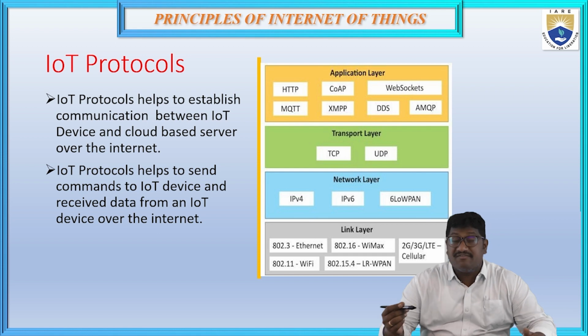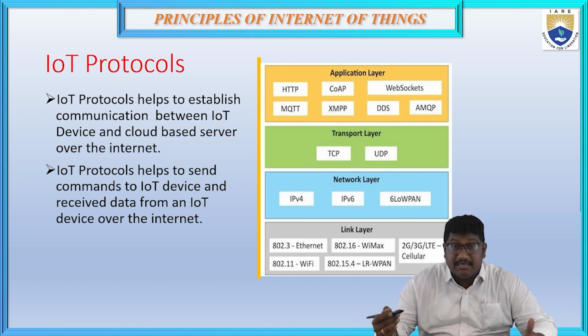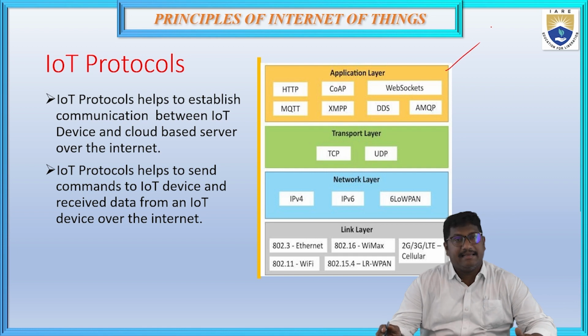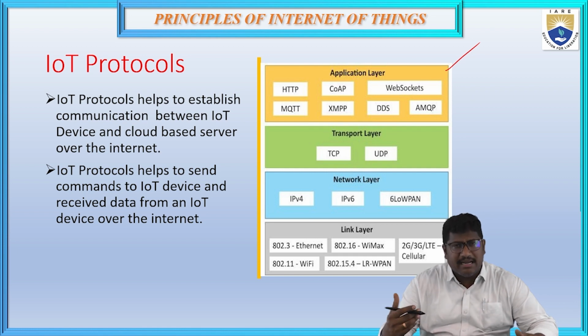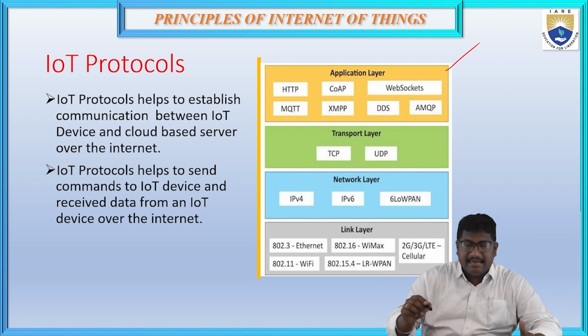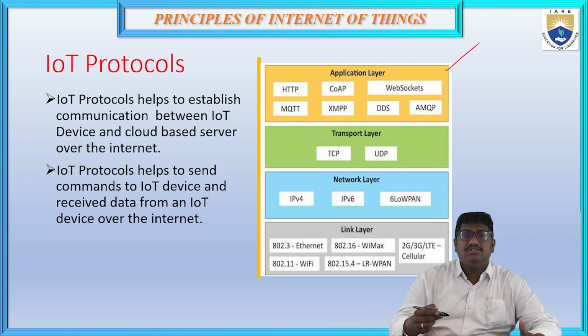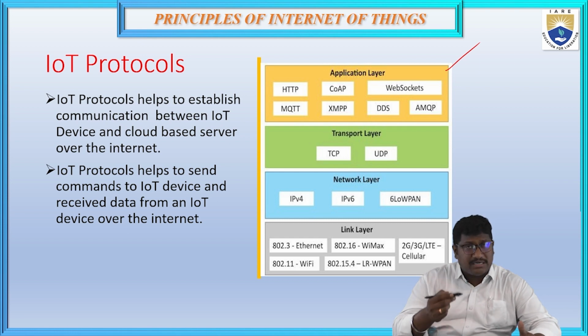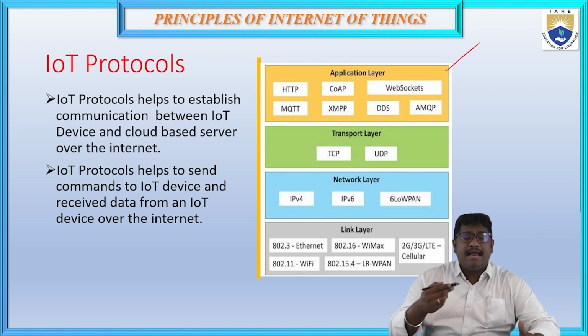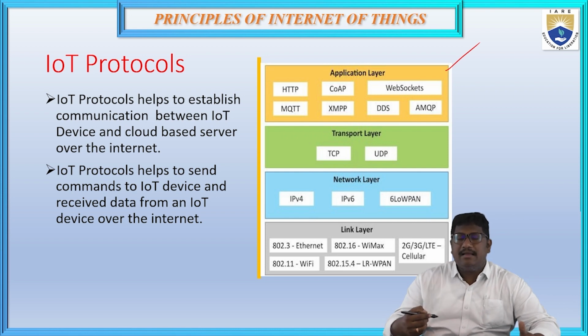See here, what are the different kinds of protocols which are used in multiple layers. First, we consider the application layer. Once again, we will discuss these things in detail. Now, I am giving you a fast narration about these layers and the protocols used in each layer. Once again, we'll discuss in the coming time in detail what HTTP was, what CoAP was, what WebSockets was, what MQTT was, what DDS was, what AMQP was, what TCP, what UDP, all these things in detail in the coming discussion.